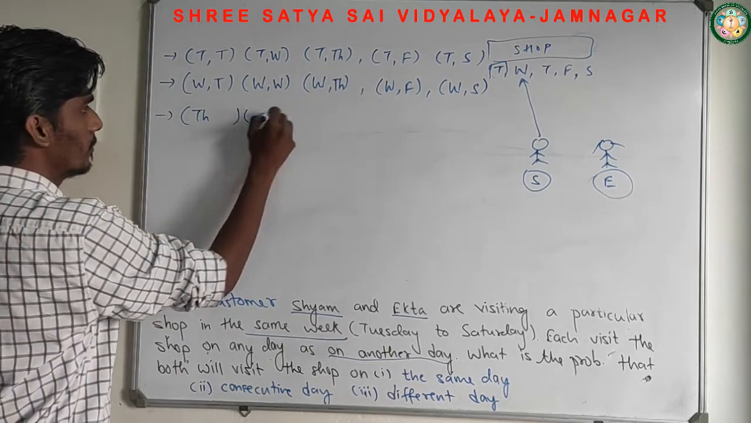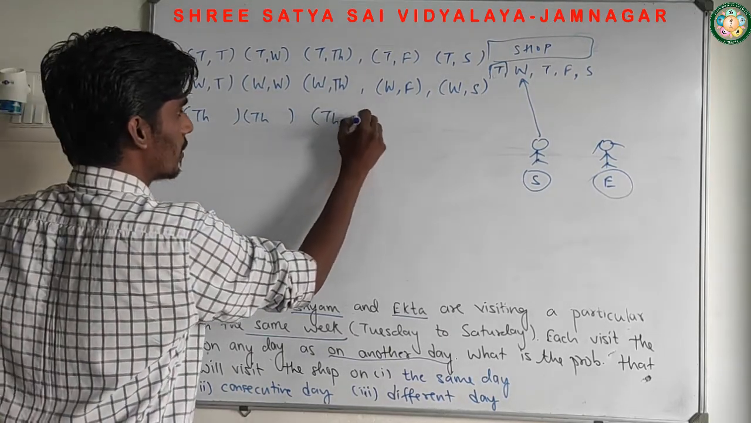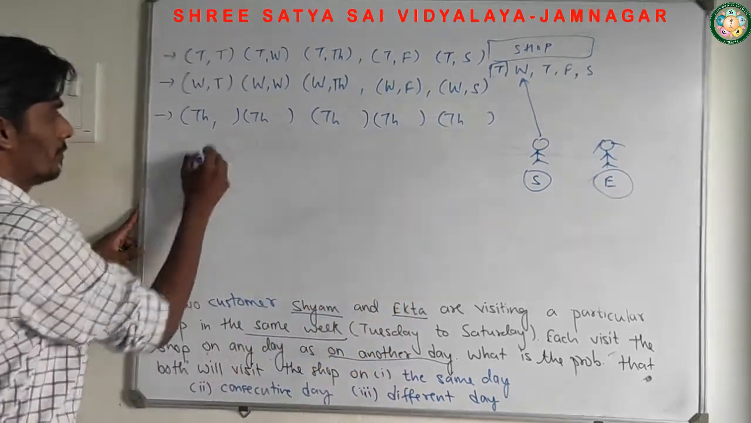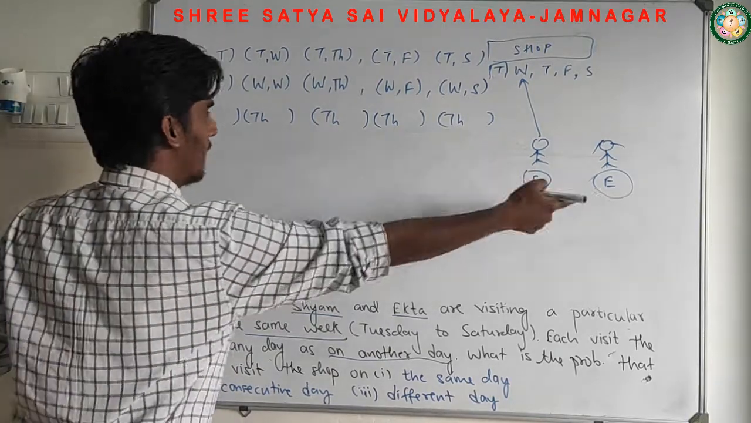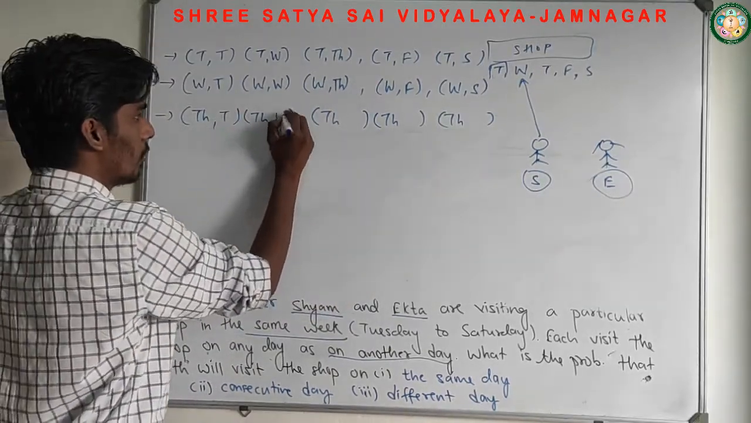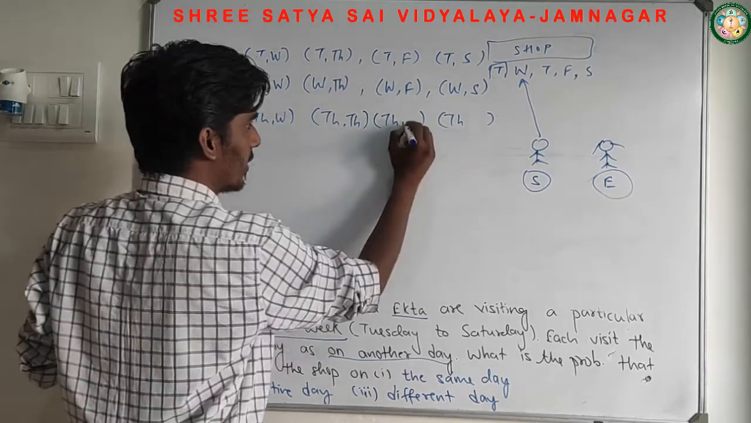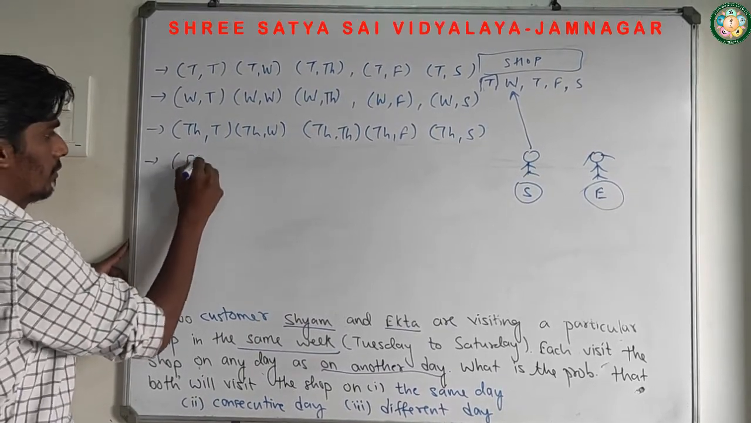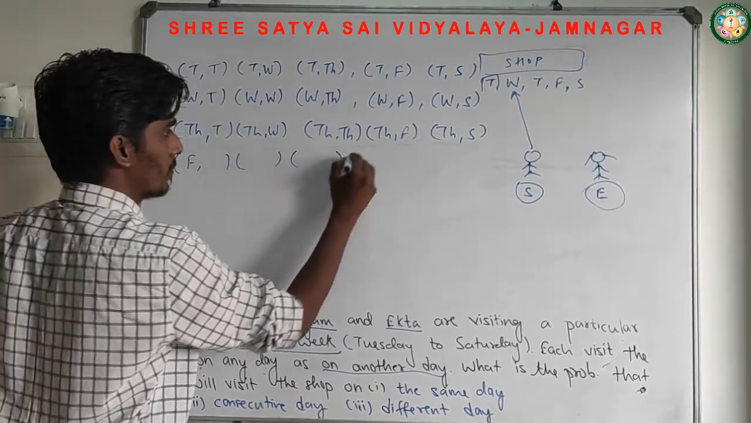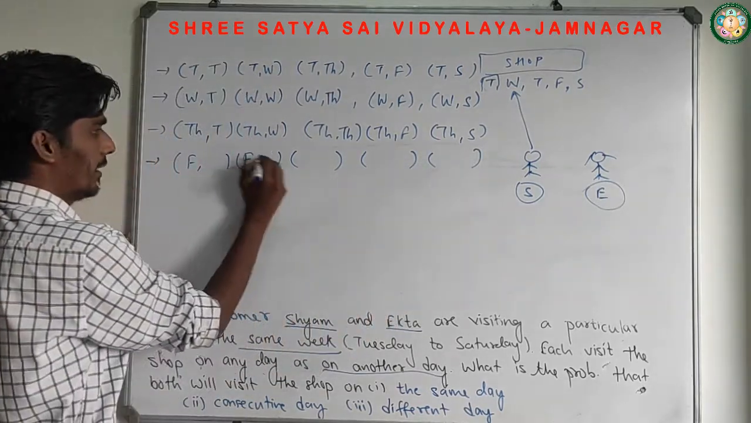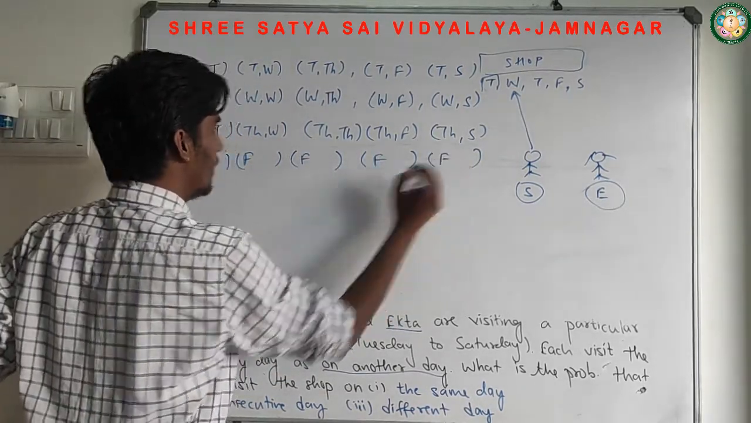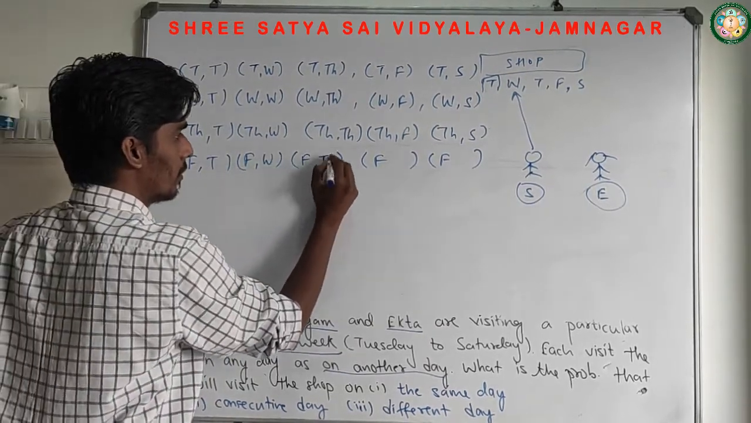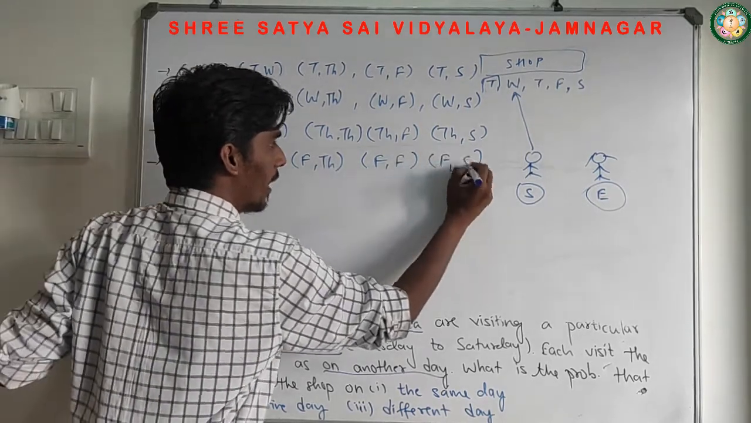So here Thursday. Shyam went on Thursday and Ekta went on Tuesday, Wednesday, Thursday, Friday and Saturday. Fourth option, Shyam on Friday. So again Ekta went on Tuesday, Wednesday, Thursday, Friday and Saturday.